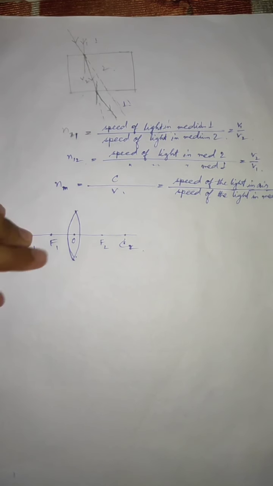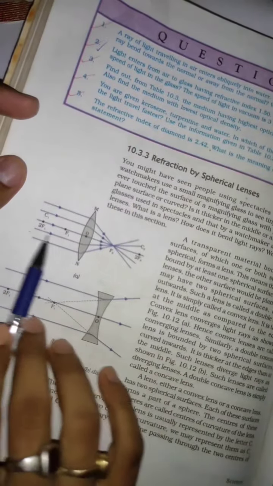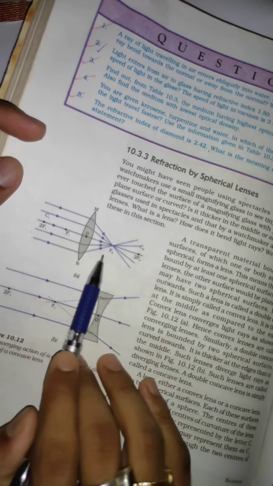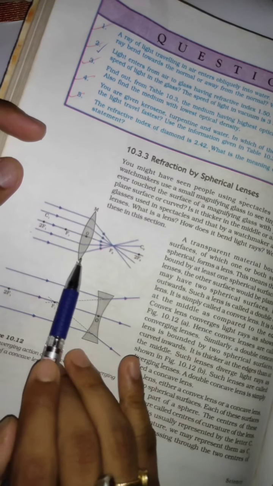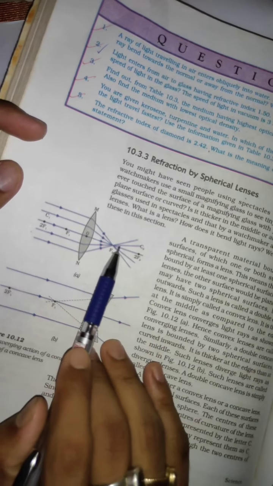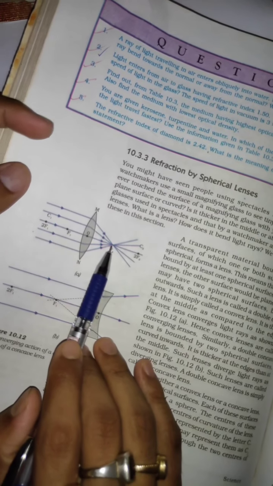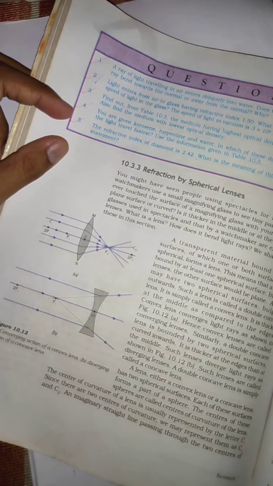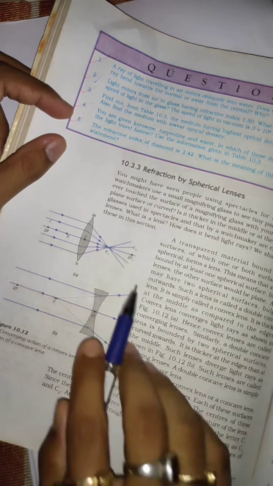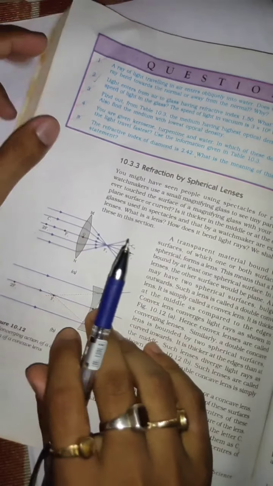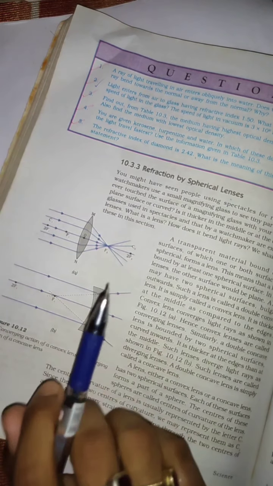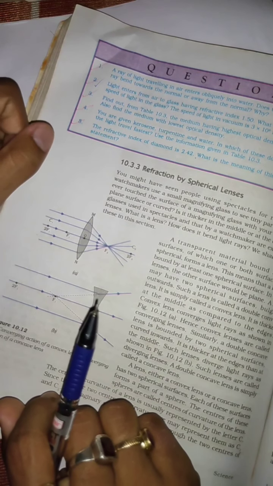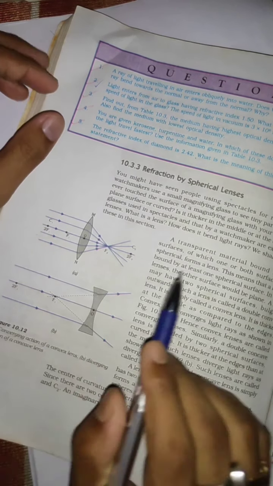So these rays are coming parallel to the principal axis, and after passing through the lens, they are refracted and all the rays meet together in a single point, and this is nothing but the focus. In the focus they actually meet, and you see the rays are converging here. After refraction, the rays are converging here. That's why this convex lens is called the converging lens, in other words.